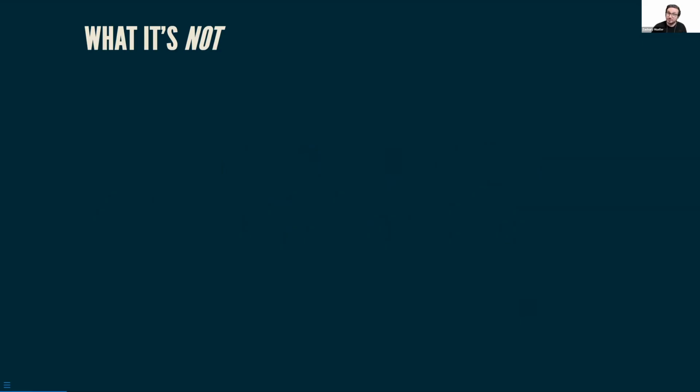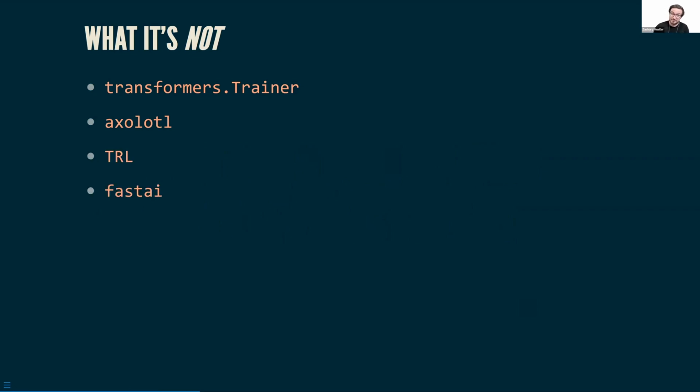Well, first, let's start with what it's not. It's not the Transformers trainer. It's not axolotl. It's not TRL, and it's not FastAI, right? These are frameworks that try and wrap around what you want to do and give you one-line solutions. That is not what a low-level framework does.